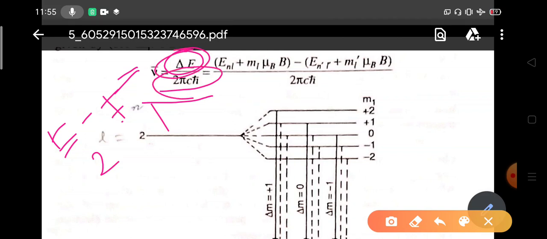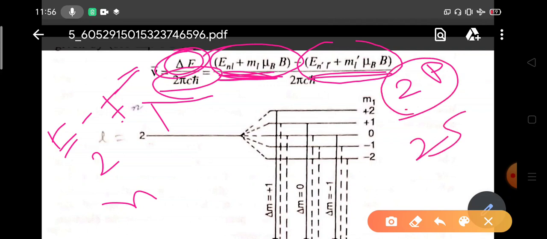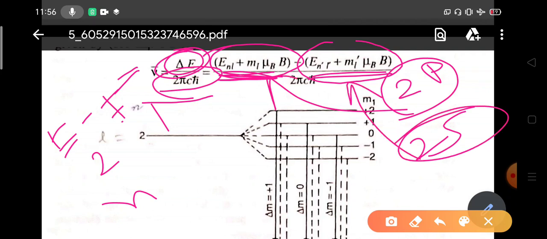So the delta E will be E_nl plus M_L mu_B B minus E_n'l' plus M_L' mu_B B. That is, this is the energy of a certain orbit, a certain principal quantum number, and this is the energy for another principal quantum number. Suppose this is 2p and this is 2s, for example. For the 2p we are considering this is the total energy, and for the 2s we are considering this is the total energy.